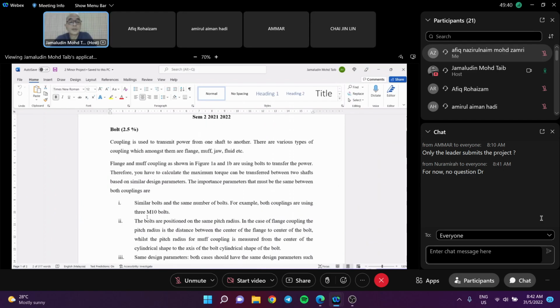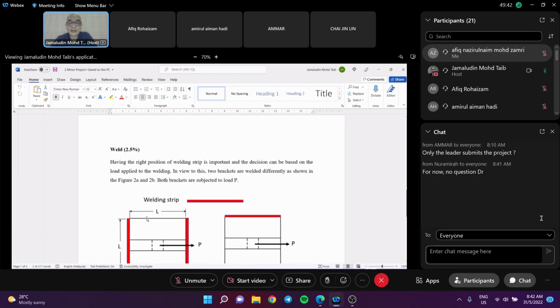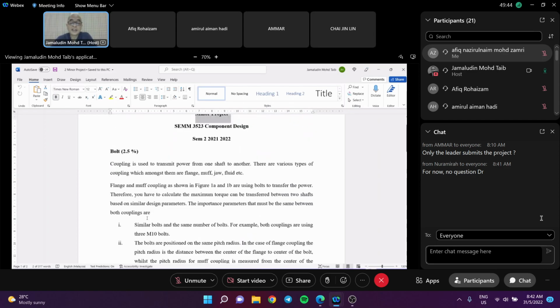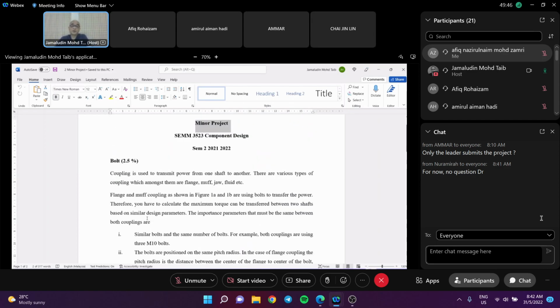The minor project is on bolts and welding. It is actually based on your engineering judgment. For example, for the bolt and welding, I gave you a lecture in my Google Drive. There is a lecture and the slides in the learning platform, both together, and a few examples. I think it is self-learning.